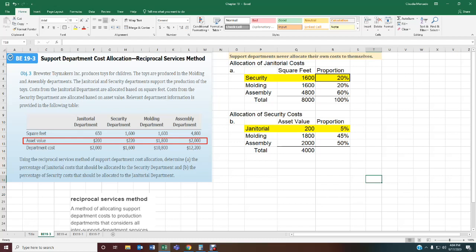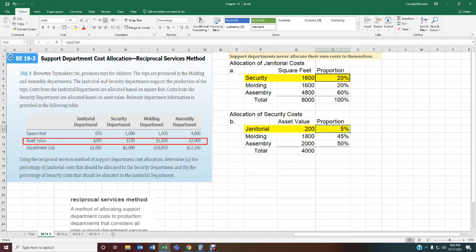Okay, when we're working out in the workforce, it's very important to always have all of our available information in front of us. That way, if we get questioned, we have the information right there. Okay, but the items highlighted are the ones that we are going to be responding to. Letter A will be 20% for security. Letter B will be 5% for janitorial.